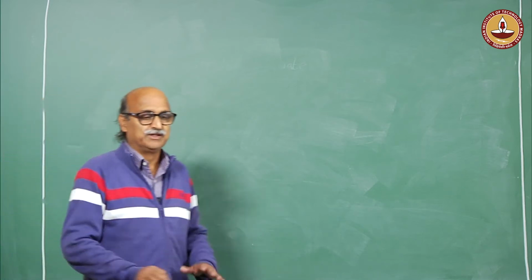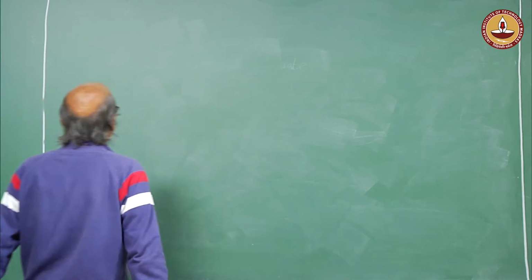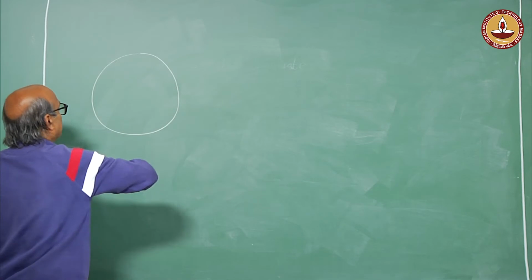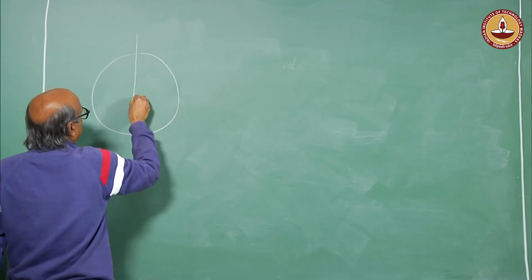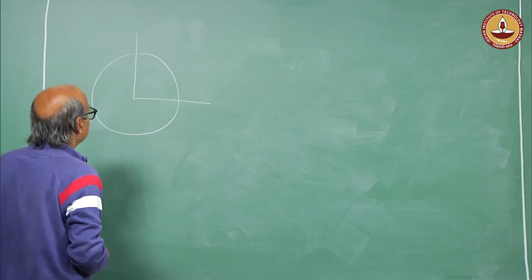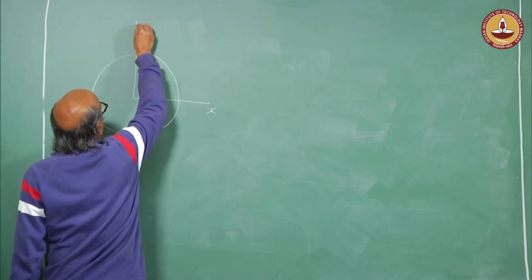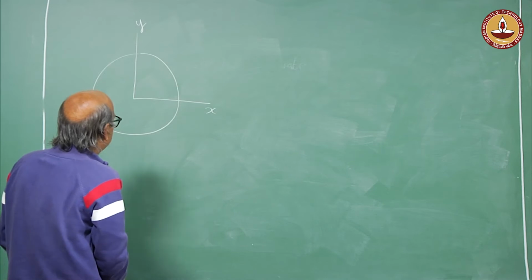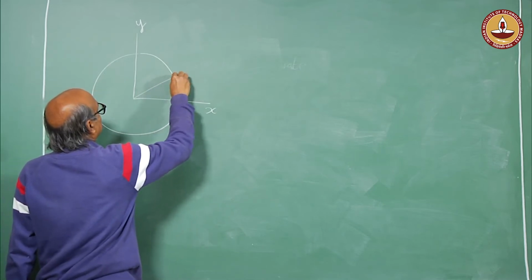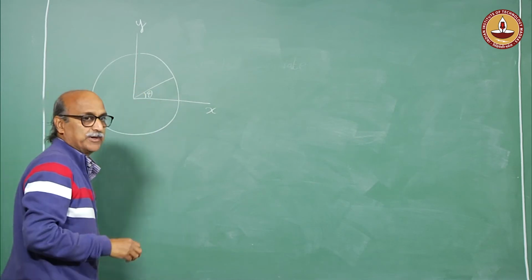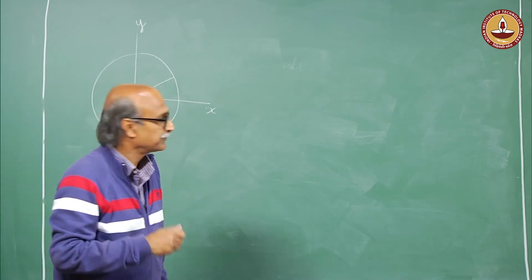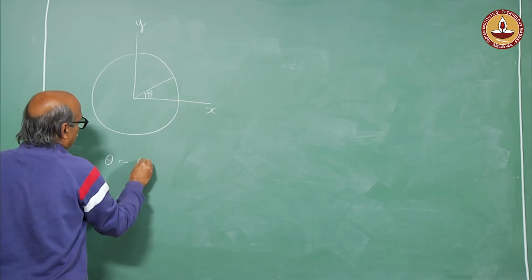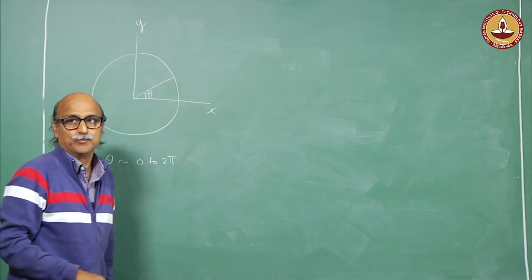We will take first the simple case of 2 dimensions. In 2 dimensions, what I can do is define a circle of unit radius in xy coordinates, then any orientation can be defined by the parameter theta, and this theta can take up any value from 0 to 2 pi.